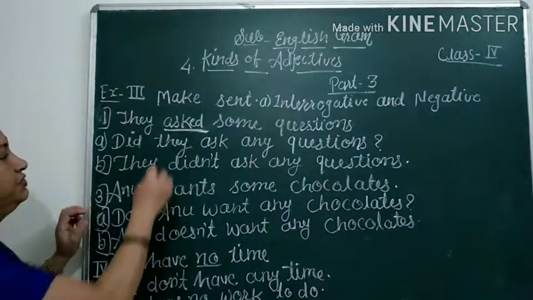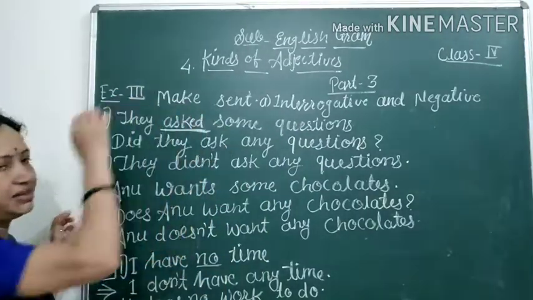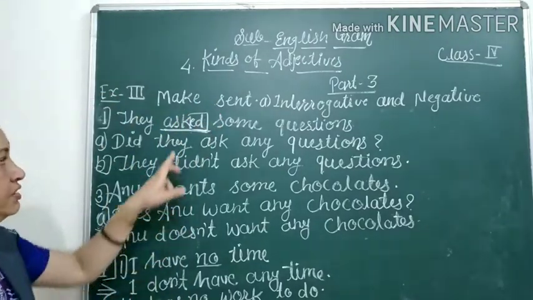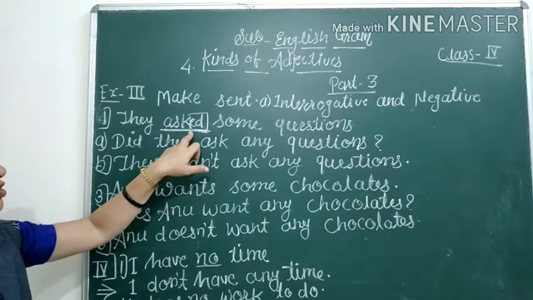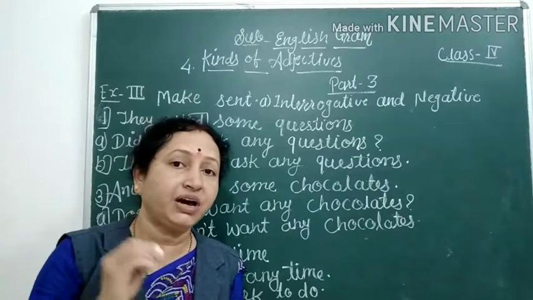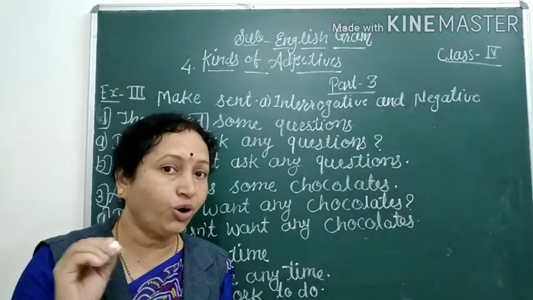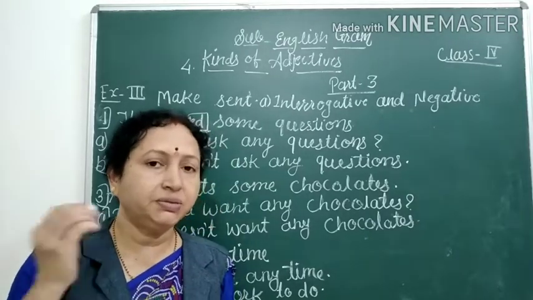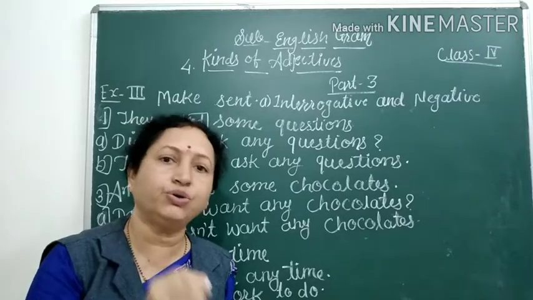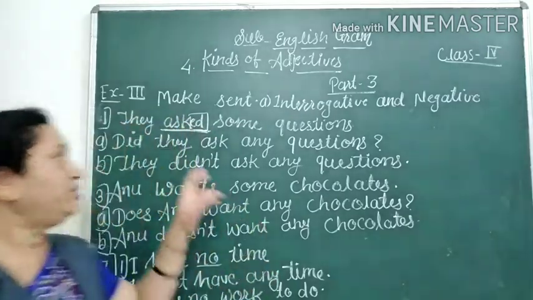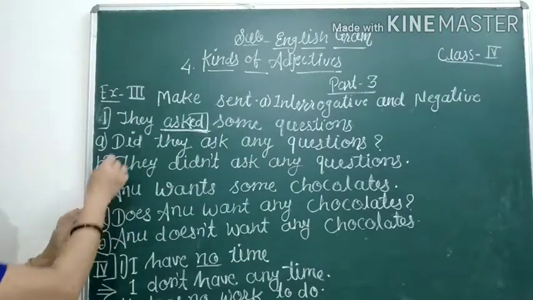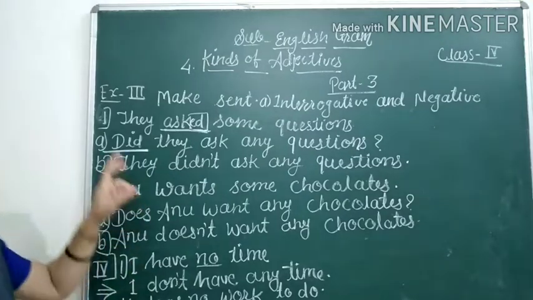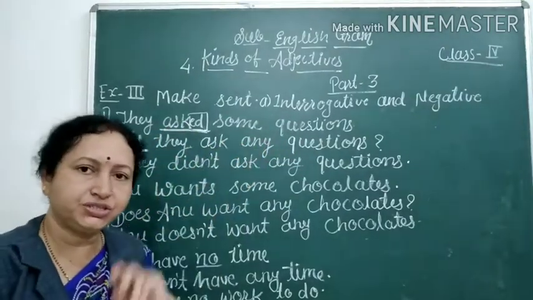So first of all, we find out that here is past tense because we add ed here. So in past tense, which word do we have to use: do, did, or does? In past tense, we have to use only did. In present tense, we have to use do or does. But because here is past tense, we use did. So how will we make the question? Did they ask any questions?